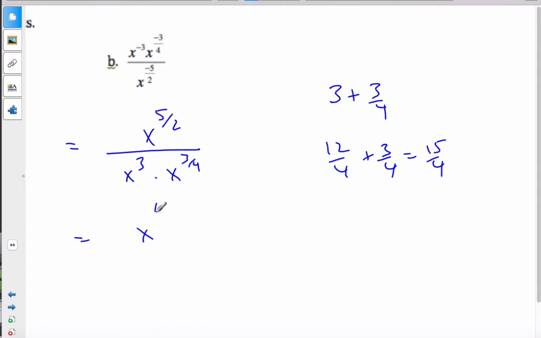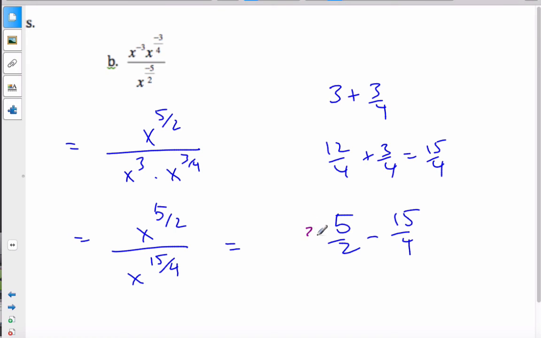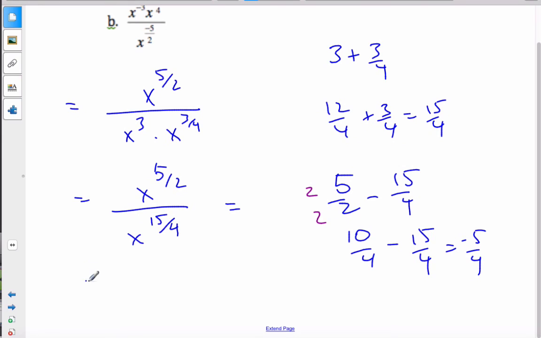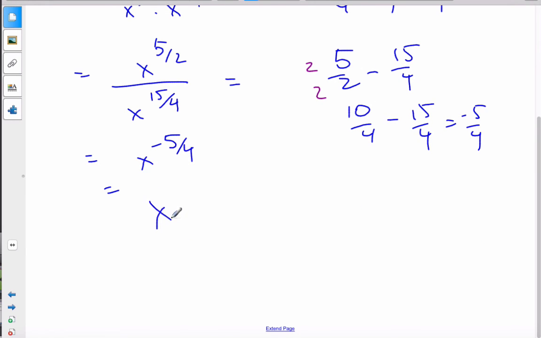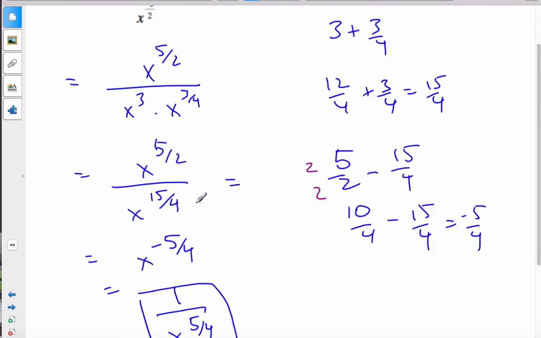So it's x to the 5/2 over x to the 15/4. Well, again, I have to subtract these. It's 5/2 minus 15/4. Getting my common denominator, I end up with 10 over 4 minus 15 over 4, which is negative 5 over 4. And so this becomes x to the minus 5 over 4. It needs to become positive. Oh, no, it's not. That means I send it to the bottom of the fraction, x to the positive 5/4. And the only thing that can be left on the top has to be 1. And this is the simplified version of B part.